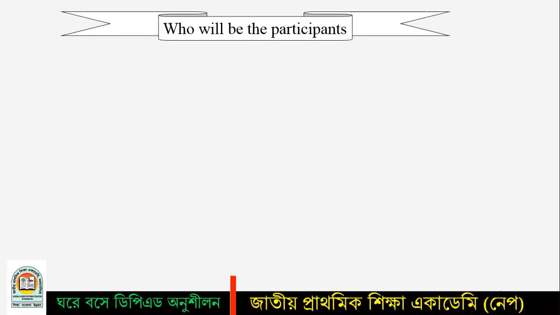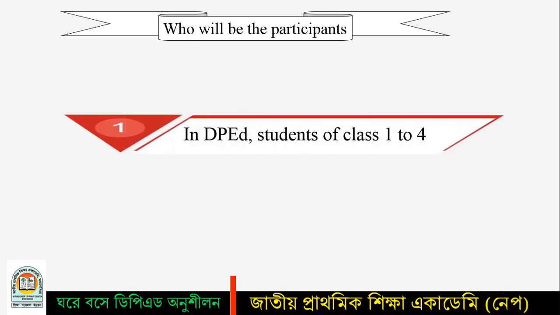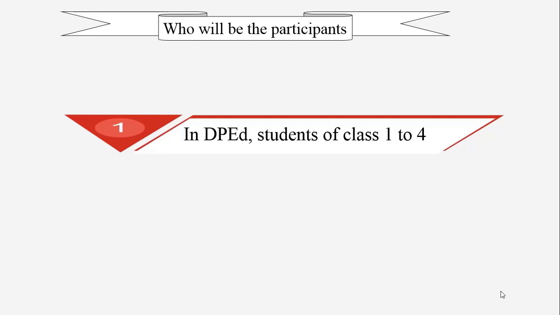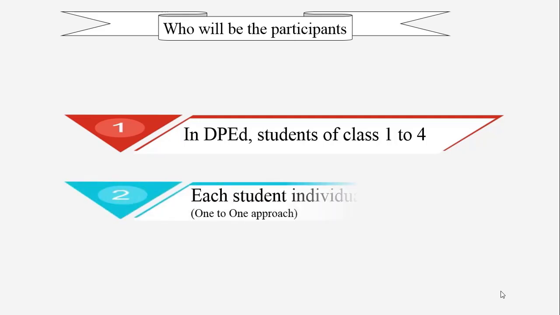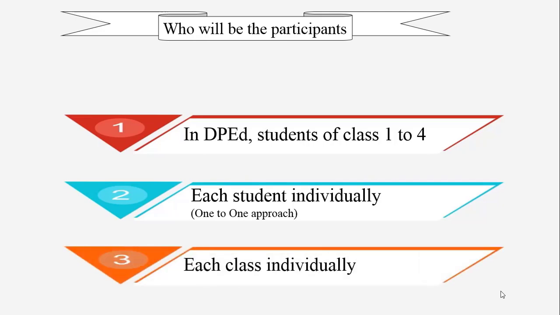Who will be the participants of this baseline survey? In DPED course, students of class 1 to class 4, each student individually. Remember, each student individually. That means 1-to-1 approach. Each class individually.